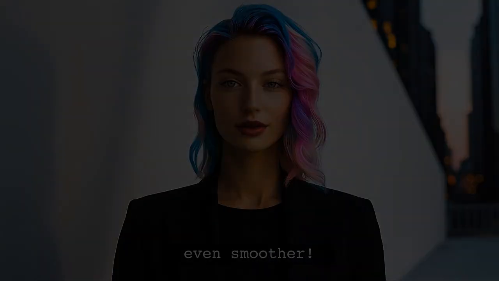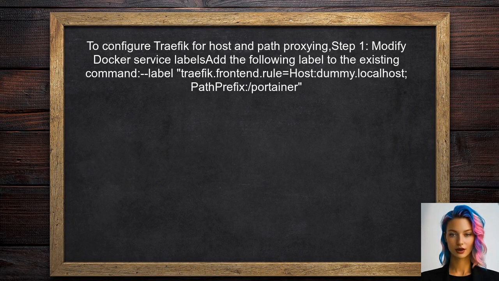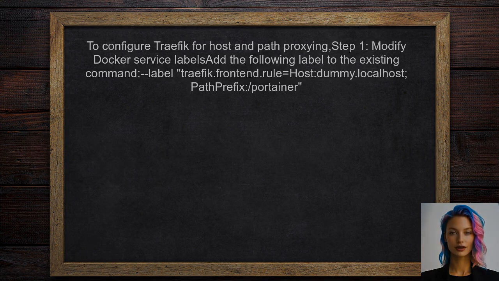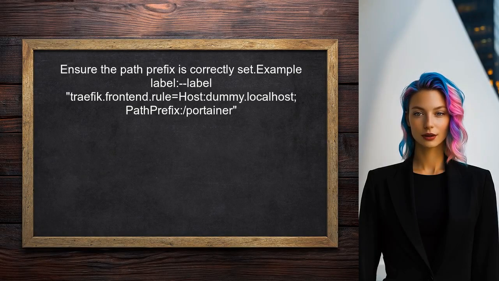To configure Traefik to proxy on both a named host and a path, the user needs to modify the labels in their Docker service command. First, they should add a path rule to the existing host rule. Next, the user should ensure that the path prefix is correctly set. This will allow Traefik to route requests that start with the specified path to the appropriate service.